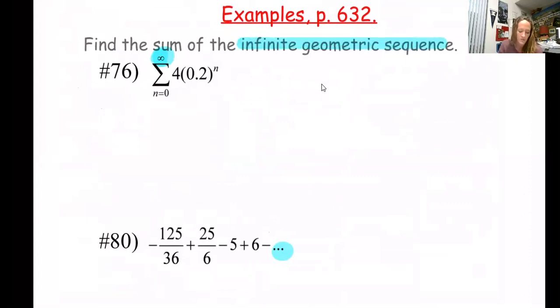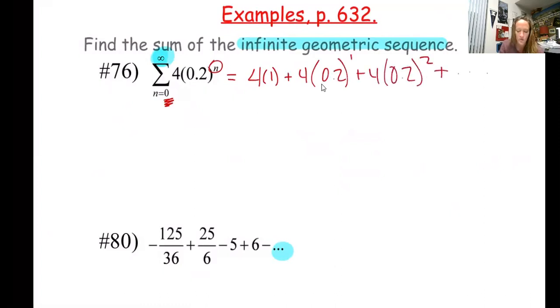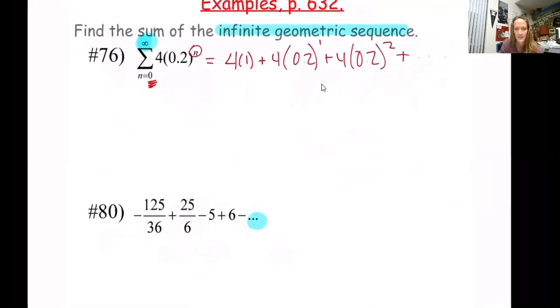So as we go to solve this, I would just start plugging in, especially when zeros show up instead of ones. If I plug in 0 to the n spot, anything to the 0 power is 1. 4 times 1 will just be itself. And then I have 4 times 0.2 raised to the first. And then I have 4 times 0.2 raised to the second. I could do this all day. And the point is that I should, because it's infinite.